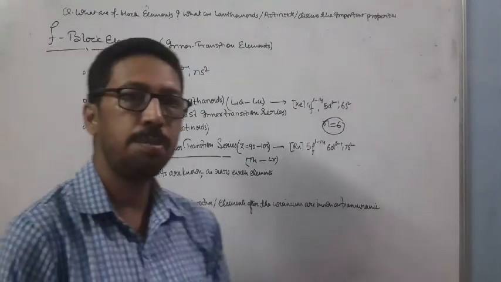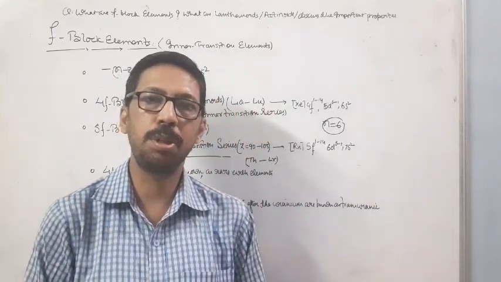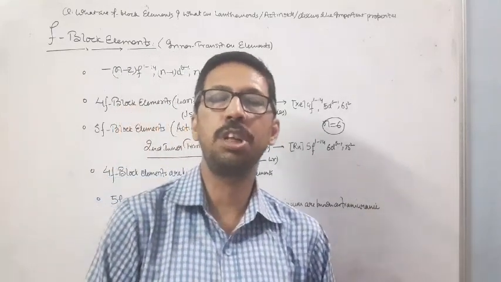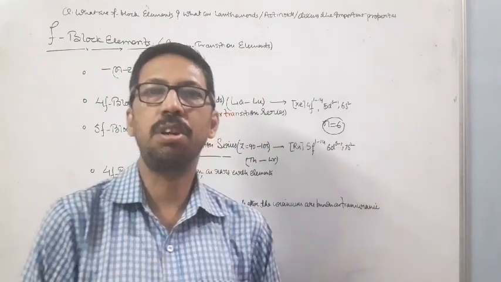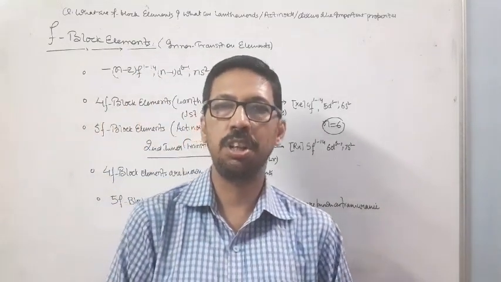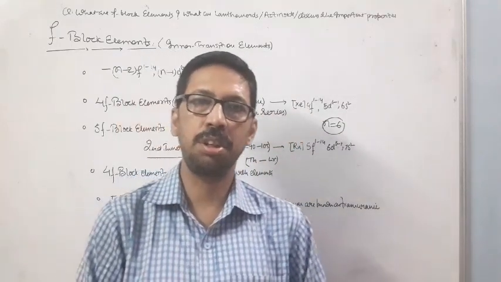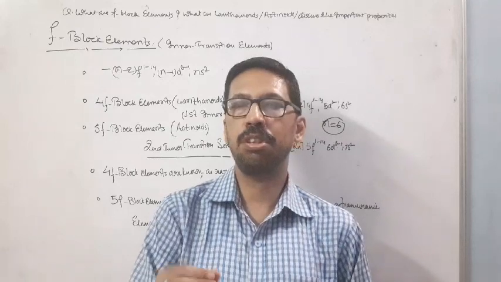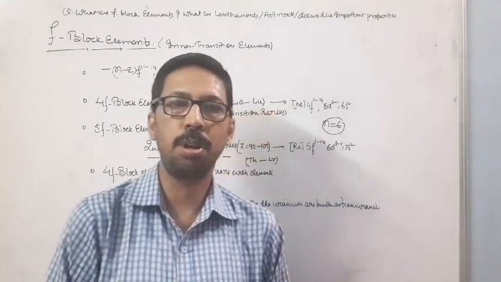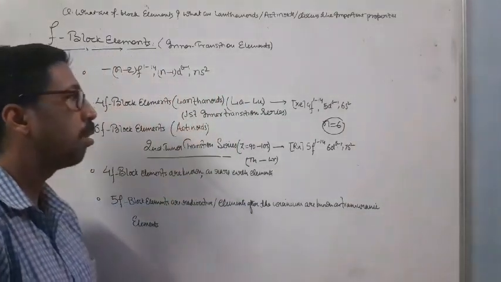So this is the basic introduction about f block elements, and now we'll study the electronic configuration, how to write down the electronic configuration, and how by using electronic configuration we can determine the oxidation state of f block elements. First of all, just note down all these things.